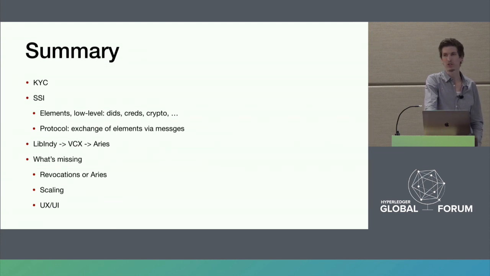And as Patrik mentioned, the last step is to move to the Aries protocol, because the VCX protocol is just not a standard protocol, and it should change to the Aries specification, which should be interoperable with a lot of other agents. And what is missing, as Patrik mentioned, is solving the dilemma between revocation and Aries and scaling, and we also need to work, of course, on the UX and UI in our application.